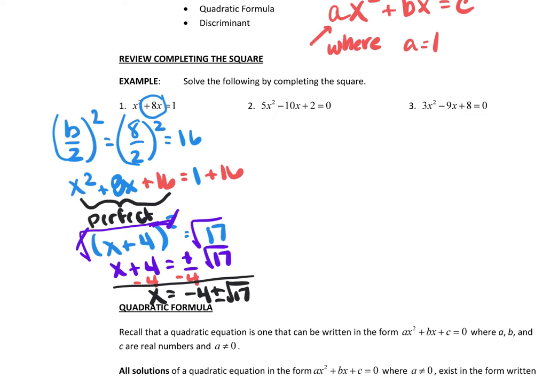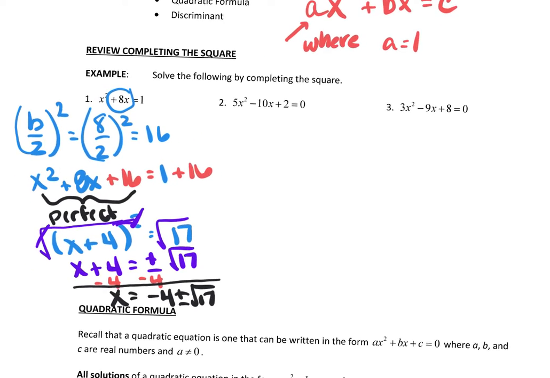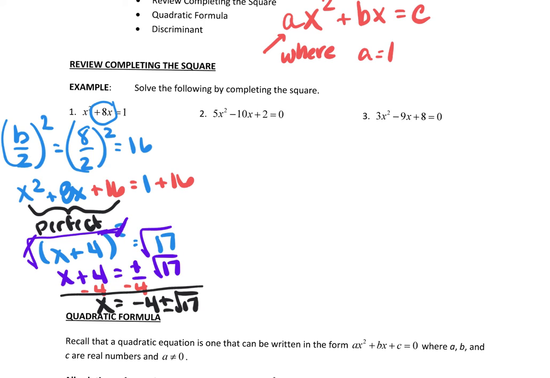So the next one is a little bit different, and that's because it's not of the form x squared. To get it to that form, we have to divide everything in this top part by the number in front of x squared, which is a 5. So I'm going to divide everything by 5 here. And when I do that, here's what I get. I get x squared. 5 divided by 5 is 1, so that's what we want. 10 divided by 5 is 2, so that's minus 2x.